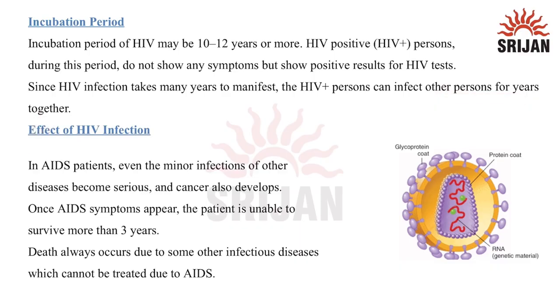In AIDS patients, even a minor infection, let's say a common cold, can become life threatening. It can become serious and cancer also develops. Once AIDS symptoms appear, the patient is unable to survive for more than 3 years because these minor infections become more fatal. Death always occurs due to some other infectious disease which cannot be treated due to AIDS.